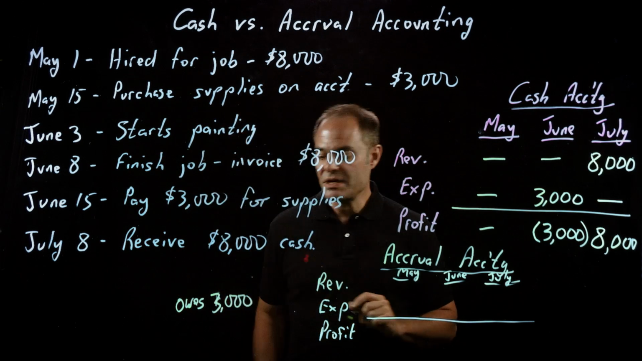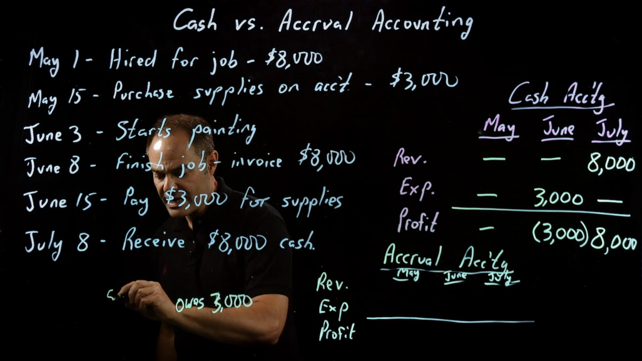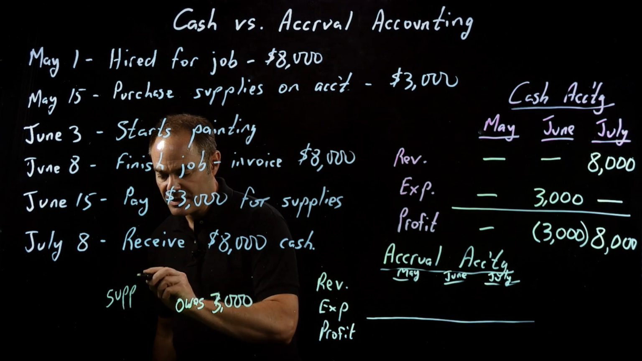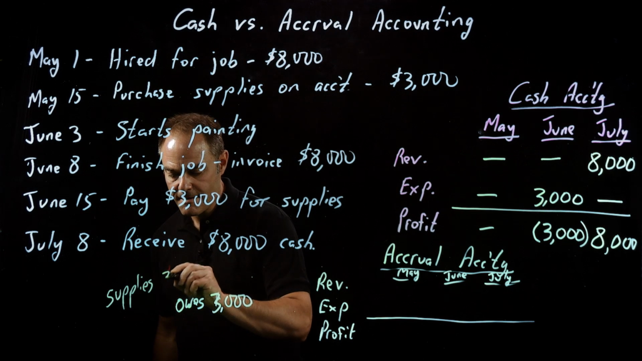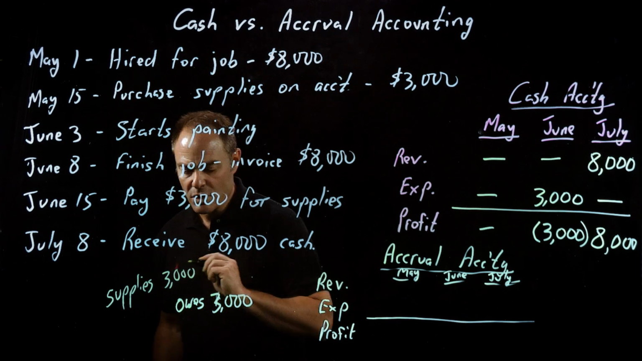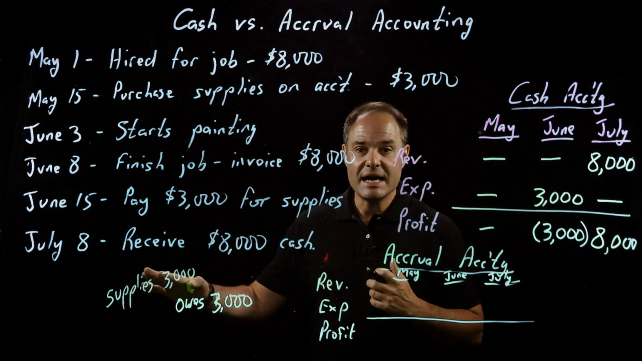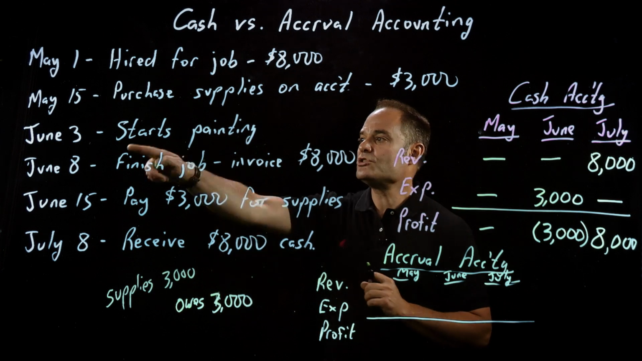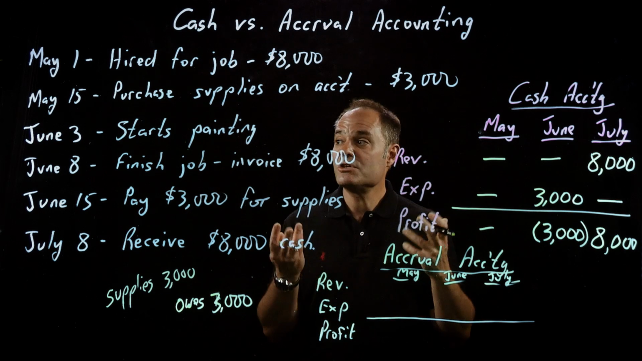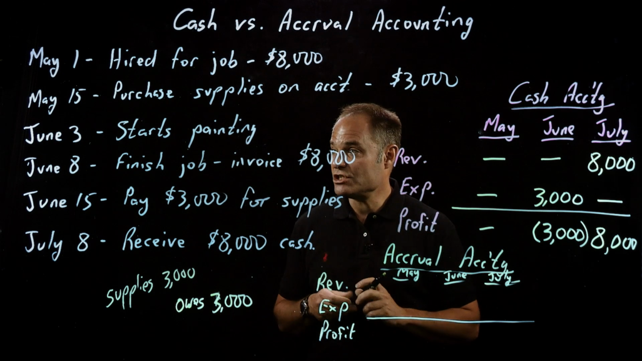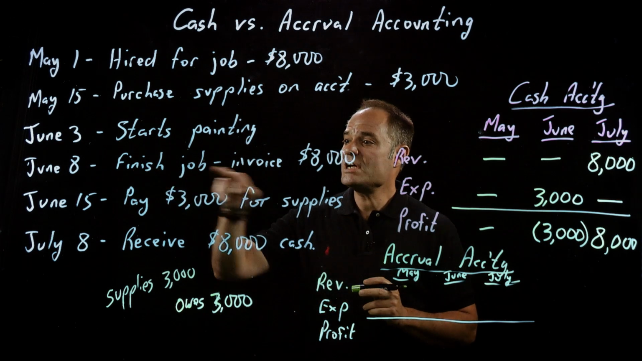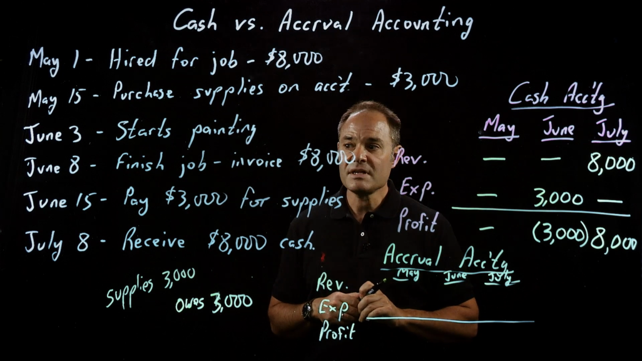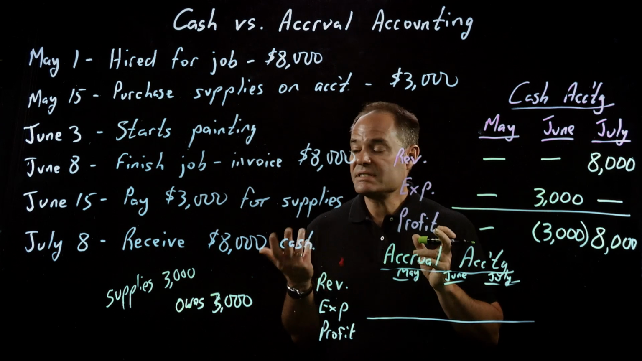Okay, because he purchased supplies on account, and he has supplies, and normally we would be a little more clinical in how we record that, but we're just going to put those to the side for the moment. On June 3rd, he starts painting. Again, there's no transaction, no accounts have changed. But on June 8th, he finishes the job. Now, the question is, does he have revenue?